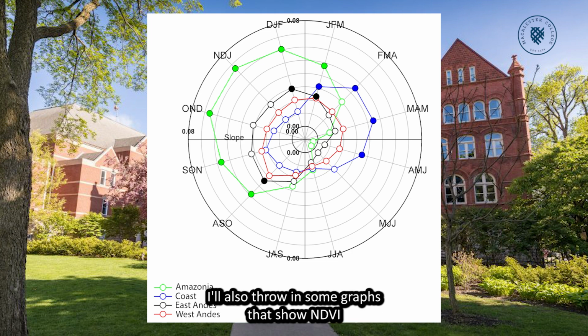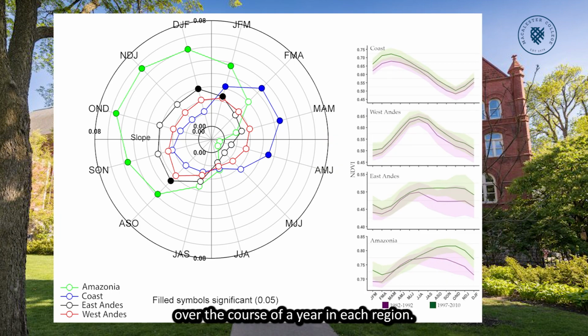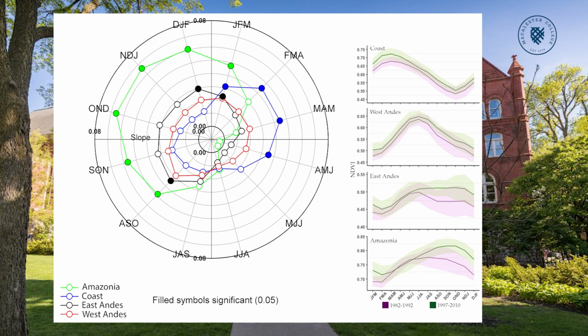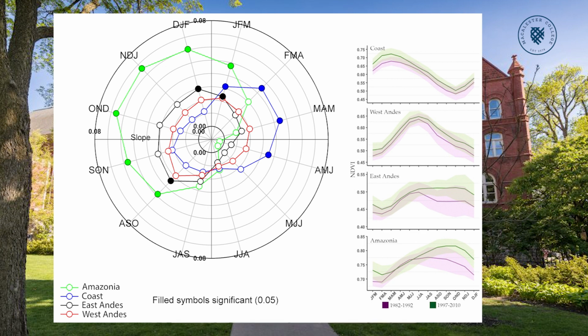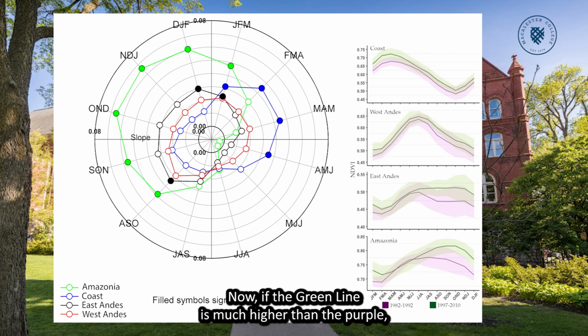I'll also throw in some graphs that show NDVI over the course of a year in each region. The purple line shows an earlier time period of the study from the early 80s to the early 90s, and the green line shows a later time period of the study from around the late 90s to 2010. Now, if the green line is much higher than the purple, it means there was lots of greening over time.